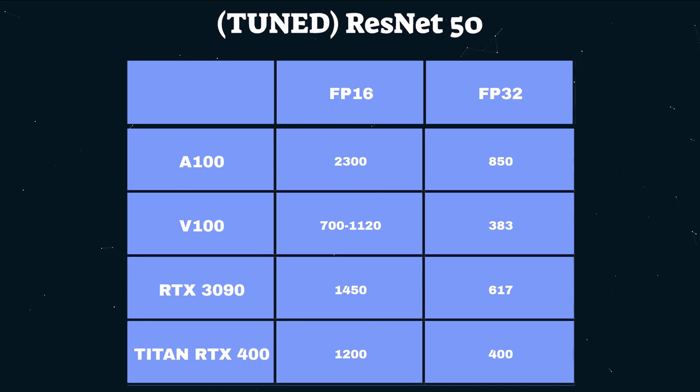Our floating point 16, we'll come back to floating point 32. And again, still with a batch size of 512, still on ResNet 50, we can get it up to about 1,400 images per second. That's 50% better, and that's about where it should be. And that's about twice as fast as our Tesla V100. That's within spitting distance of the A100.